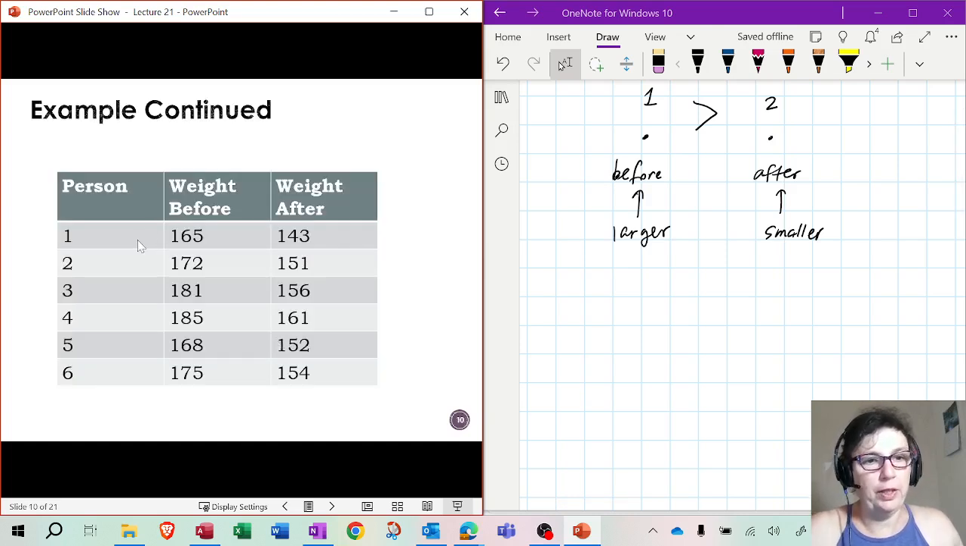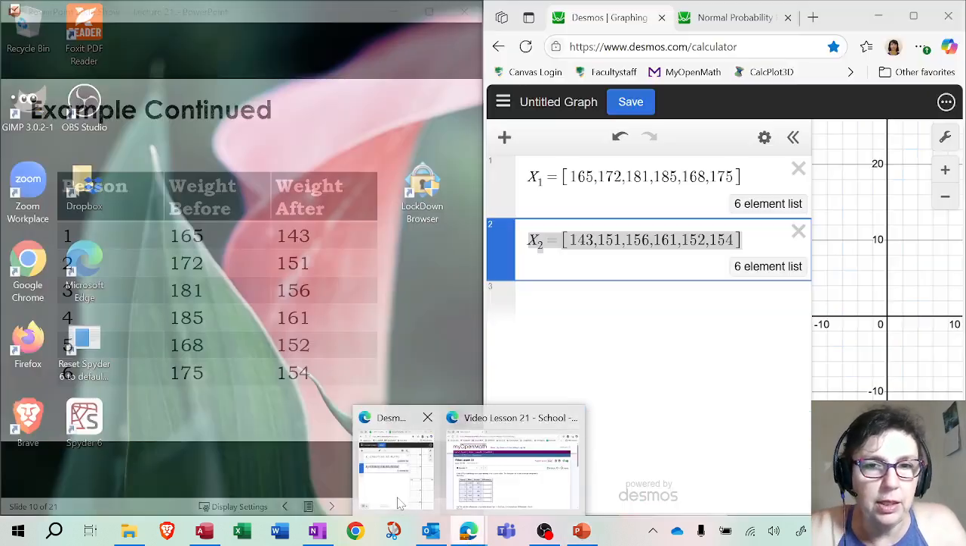Now here we have the data, and as before, this is observations on the same individual. So frequently they will be asking you, why is this dependent on matched pairs? You're going to say, well, this is the same individual's observations. So obviously the same individual's observations depend on each other. Okay, so let's get into Desmos.